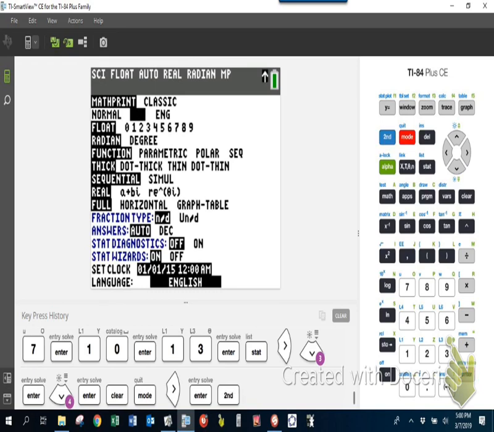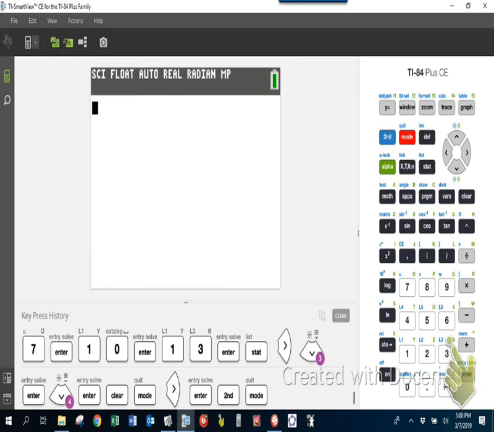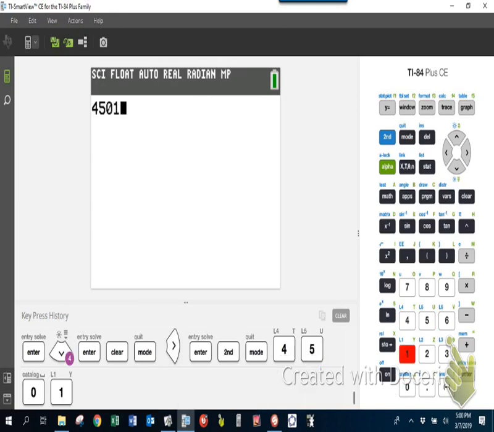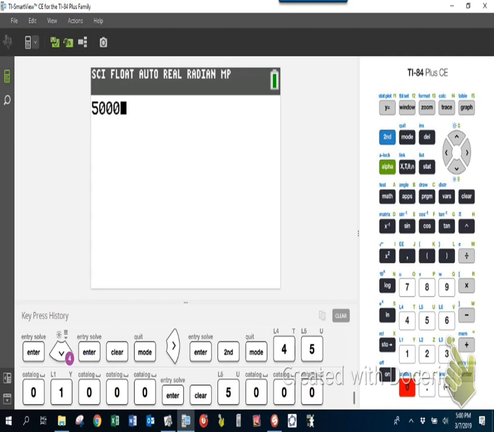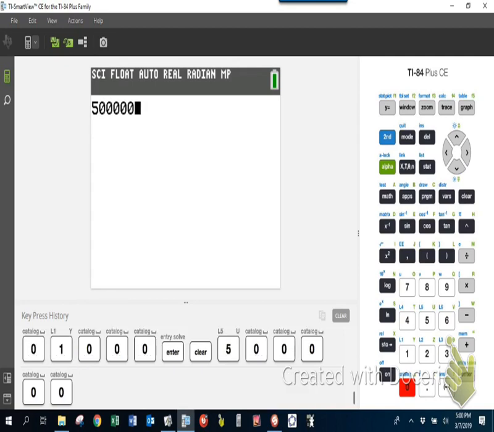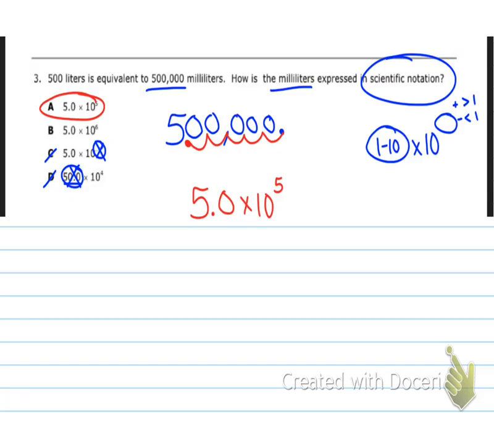And basically what that does is anything I write in, so like let's say I do this number, it's simply just going to rewrite it for me in scientific notation. Now, in this mode, E is the exponent. So my answer would be 4.501 times 10 to the 6th power. Right now, I want to type in 500,000. Make sure you get the zeros right, because if you mess that up, then everything else is wrong. There's 500,000. Notice it's 5 E 5, because that means 5 times 10 to the 5th, which is still going to be my answer.